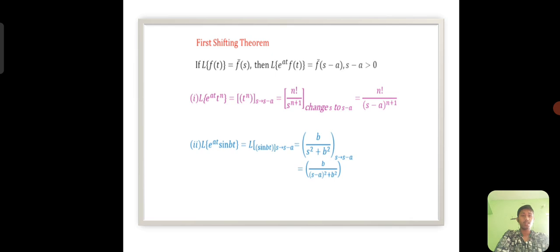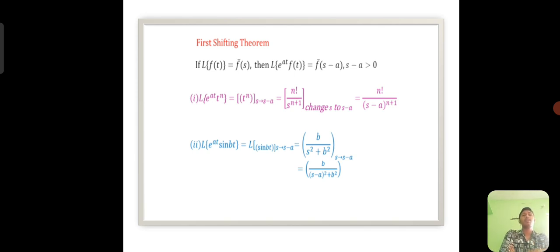First shifting theorem. We know that if L{f(t)} = F(s), then L{e^(at) f(t)} = F(s - a). We can identify that in the presence of e^(at), a is positive, so we get s - a, where s - a should be greater than 0. For L{e^(at) t^n}, the formula for t^n is n!/s^(n+1), and changing s to s - a, we get the result n!/(s - a)^(n+1).